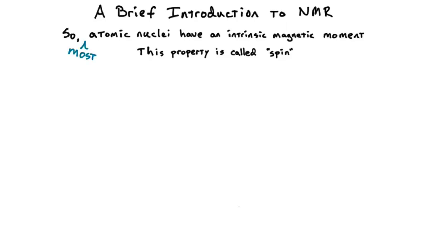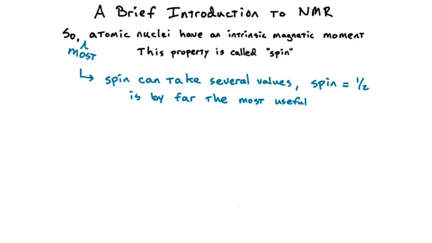Nuclei have a property called spin. But not all nuclei, most nuclei have a property called spin. And so the spin can take several values. Some nuclei have spin 0, which means they don't do anything with NMR. They don't have this intrinsic magnetic moment. But most nuclei do. It can take several values, either integer or half-integer values. The ones that have spin equals 1/2 are by far the most useful for magnetic resonance.